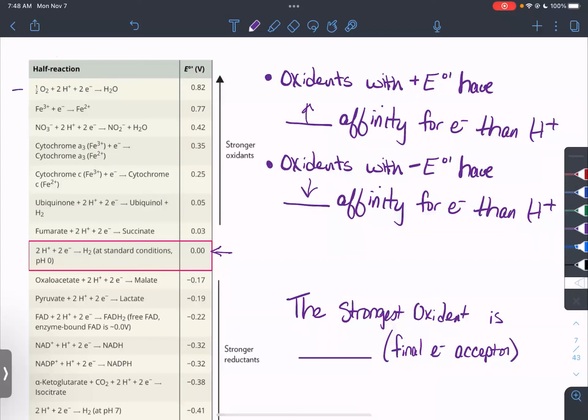So things at the top, those are going to be our really strong oxidants. So the strongest oxidant, what do we find here, is O2. And we know that O2 is our final electron acceptor when we're in the electron transport chain. And so that makes sense. You want the last one to be the strongest oxidant.